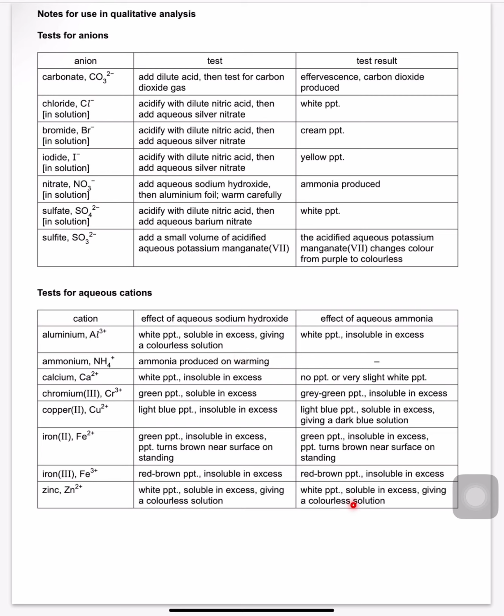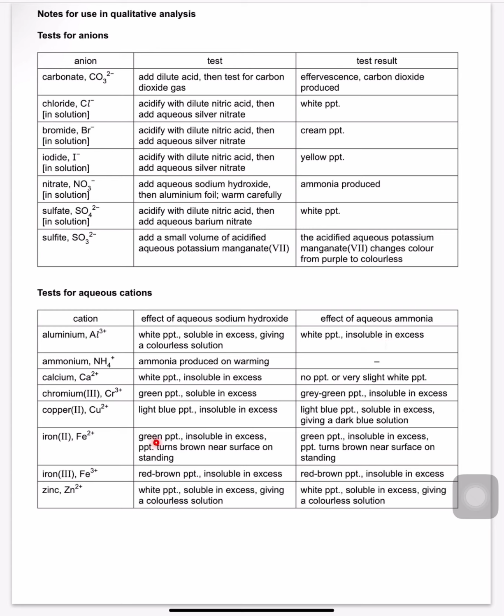Where is the difference? Here is the difference. White precipitates insoluble in excess, whereas white precipitates soluble in excess, giving a colorless solution. So the test of zinc ions is similar in this case and similar in this case as well. But aluminum ions give this test here and a different test with aqueous ammonia.